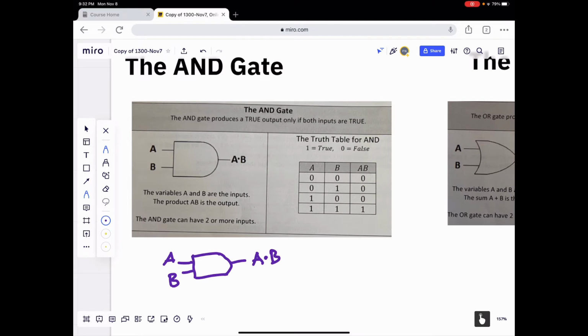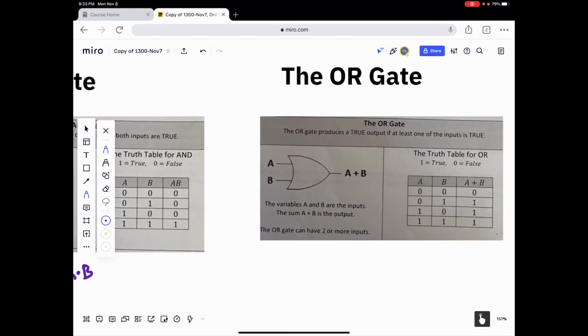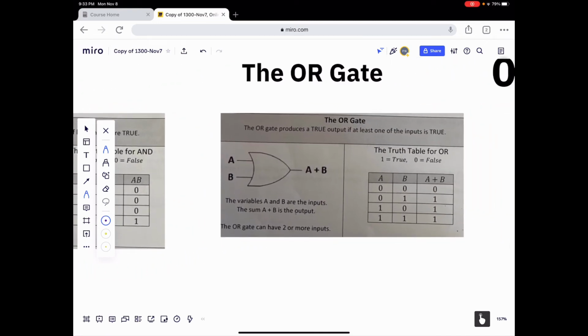So the next gate is the OR gate. The OR gate looks like a kite, with that little curvy shape. You have two inputs, A and B, and you give output A plus B. This is the OR gate, so OR is addition. You can see that 0 plus 0 equals 0, 0 plus 1 equals 1, 1 plus 0 equals 1, 1 plus 1 equals 1. So that's the truth table for the OR gate.